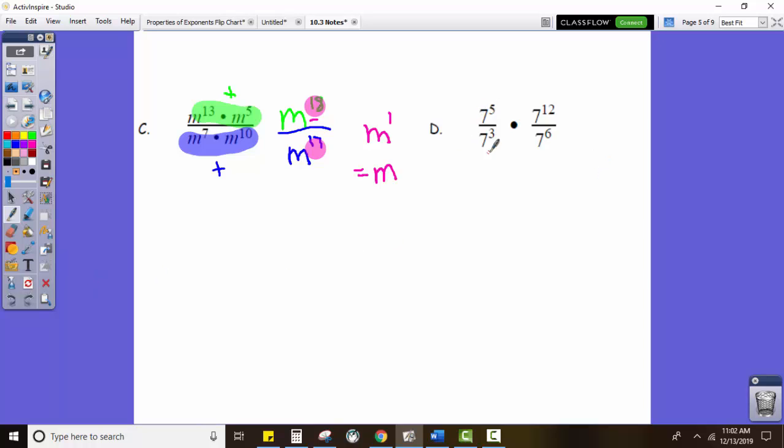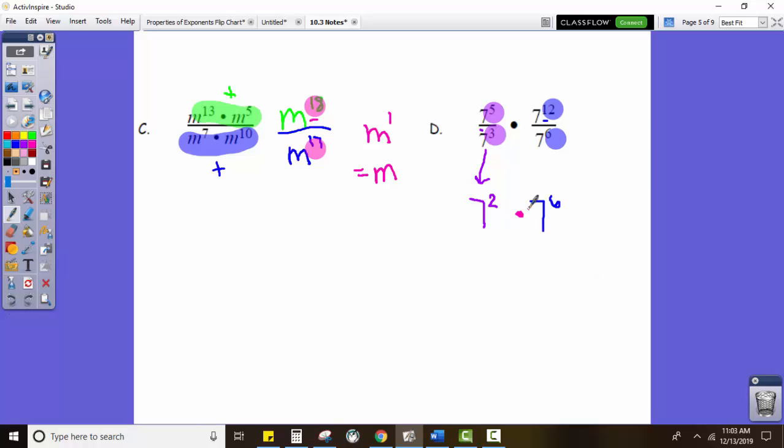Now for D, I have a dividing powers times another dividing powers. So first I'm going to take care of what 7 to the 5th divided by 7 to the 3rd is. So take my exponents of 5 and 3 and subtract them, and I get 2. So I have 7 to the 2nd. And then in the second factor, I have 7 to the 12th divided by 7 to the 6th. So take my exponents, 12 and 6, and subtract them. 12 take away 6 is 6, so I have 7 to the 6th.